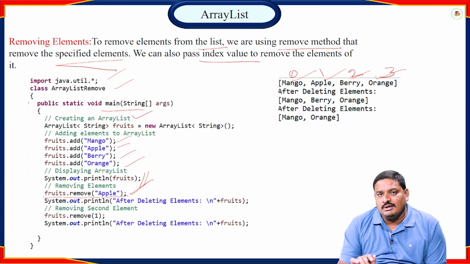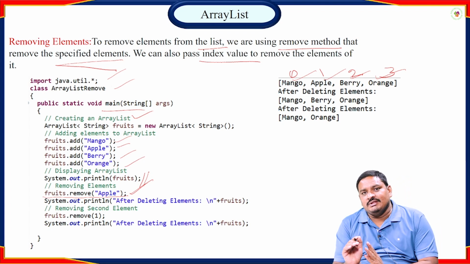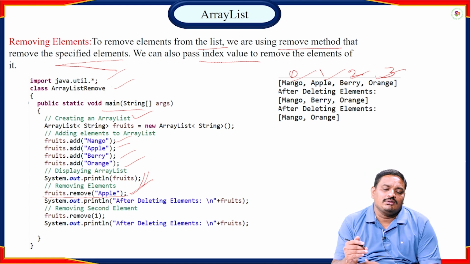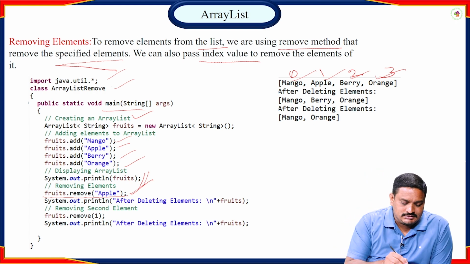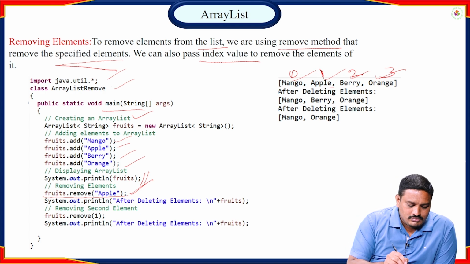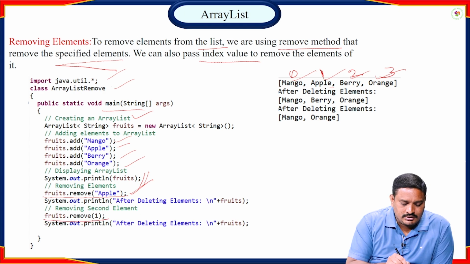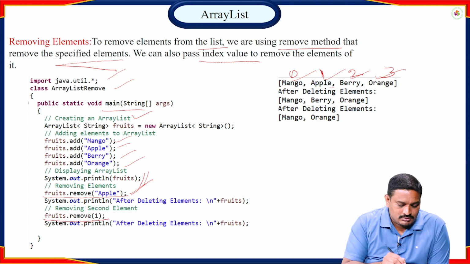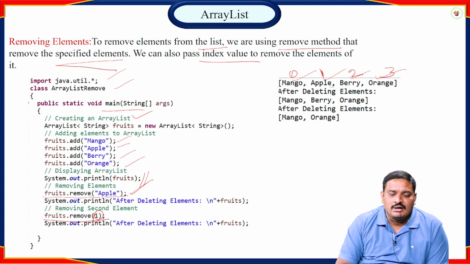The second thing is we can also pass the index value. After passing the index value, we can also remove the particular element. First of all, the apple element is present at the first index. Now, fruits.remove of index 1. 1 is the index. We can also pass the index value. After that, the element is removed.